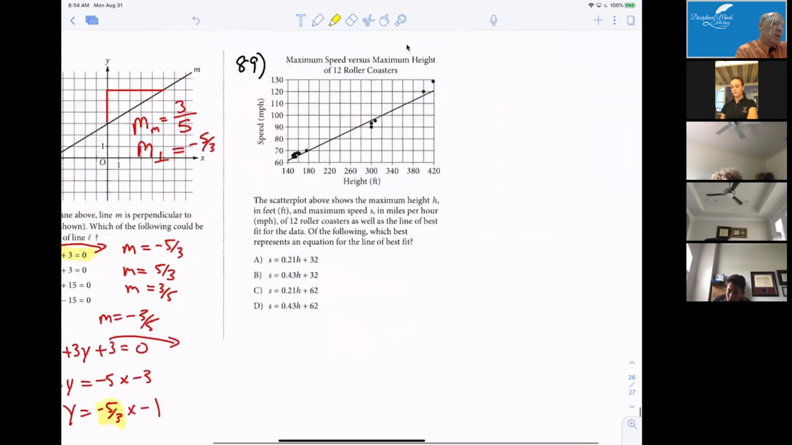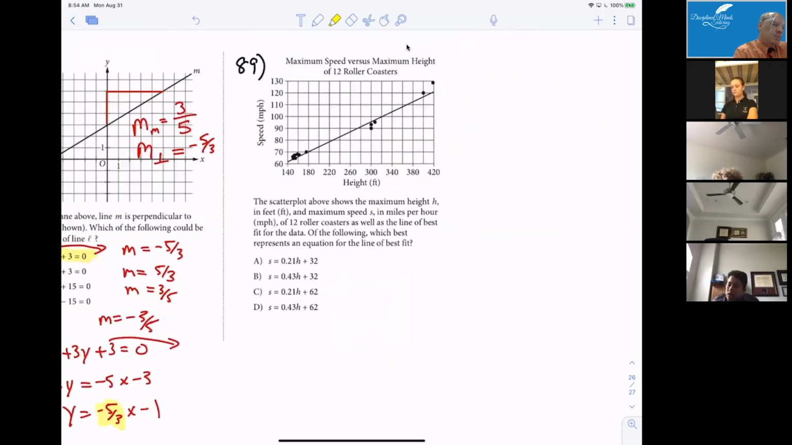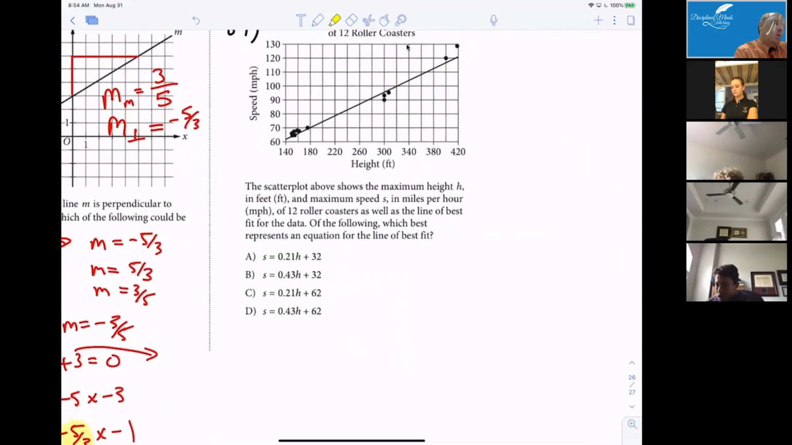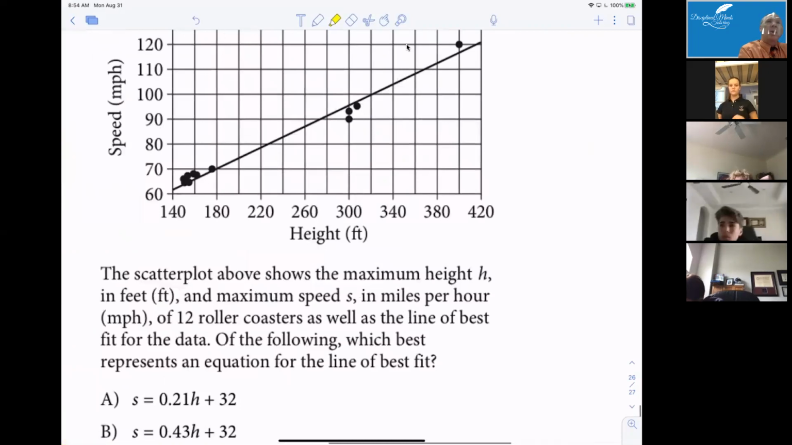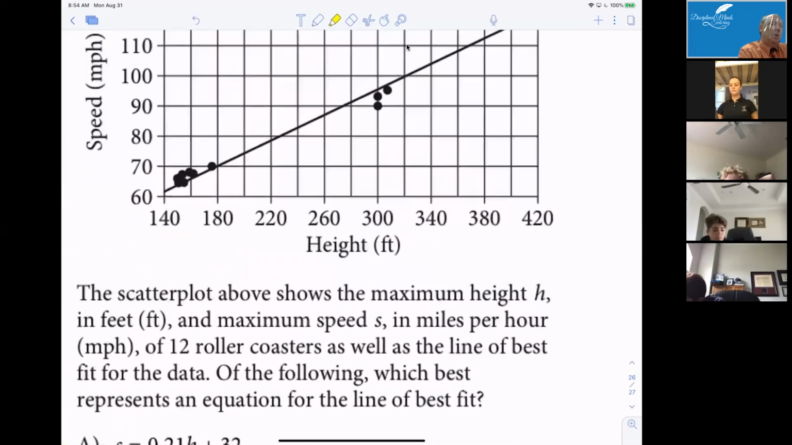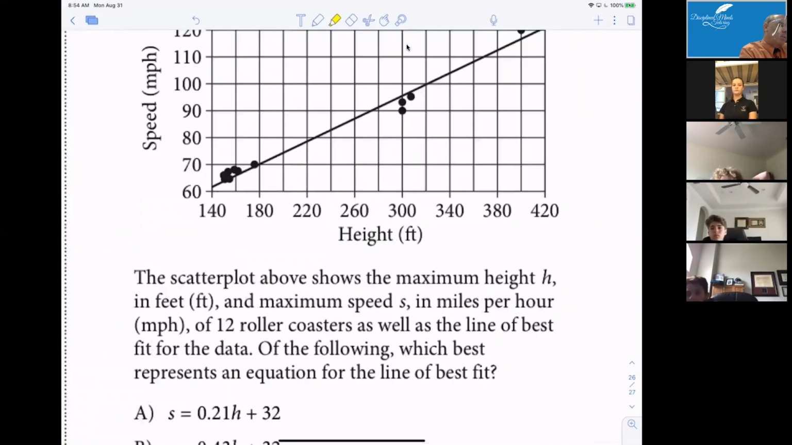Let's try this one over here. Oh, this one's nasty. Now listen to me on this one, guys. Again, we're going to use our calculator. We're trying to find the line of best fit. I want everybody up here. Look up. All right, now I'm looking at this point right here. That point looks pretty good exactly on the line. Does everybody agree with that?